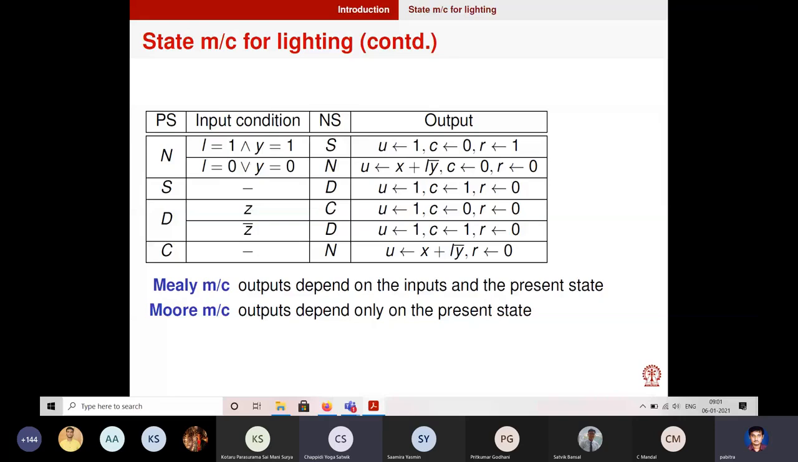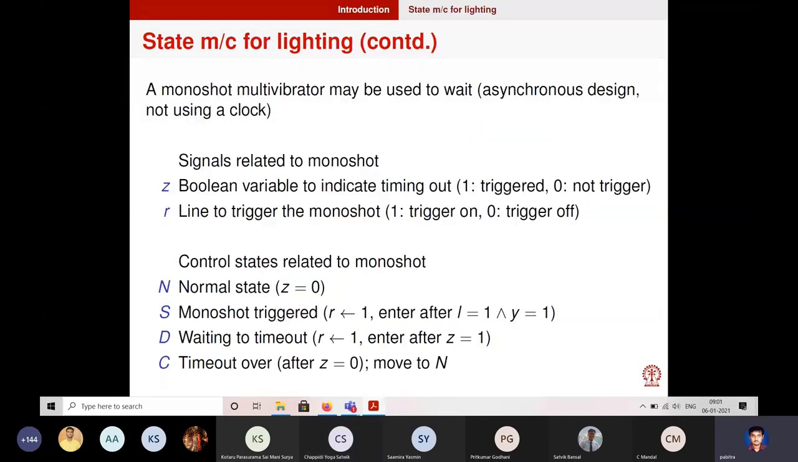Okay, so there is another way you can do the same thing, the states, but this time it's asynchronous. You use something called a monostable multivibrator. You don't need a clock. It's an event trigger. Multivibrator means it vibrates between states. It can vibrate between states, and you don't need a clock. It can happen anytime.